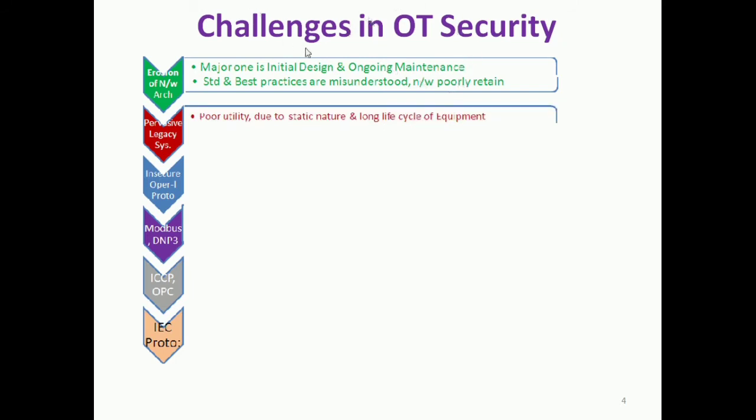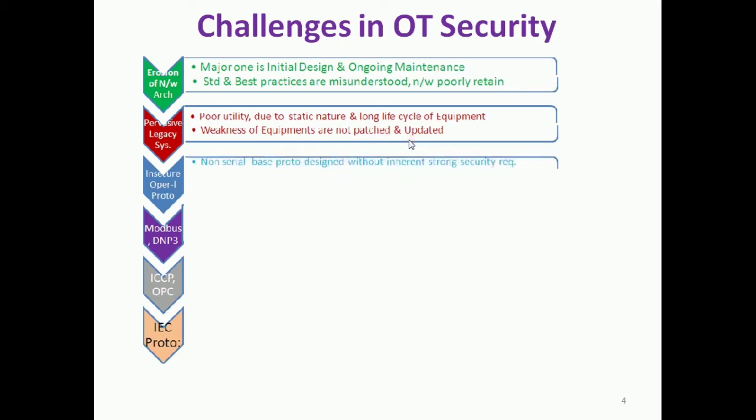The second challenge is pervasive legacy systems. They have poor utility due to the static nature of the machines and the long life cycle of equipment. This could hamper legacy systems. Weaknesses of equipment are not patched. Earlier repairs or problems may not have been fixed, so they continue with the old problems, the problems get amplified, and the updating is not competitive or not enough.